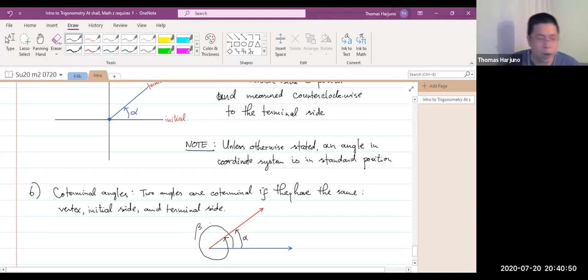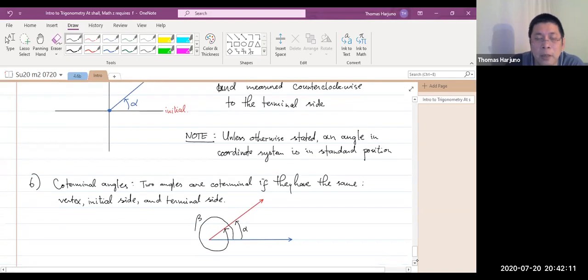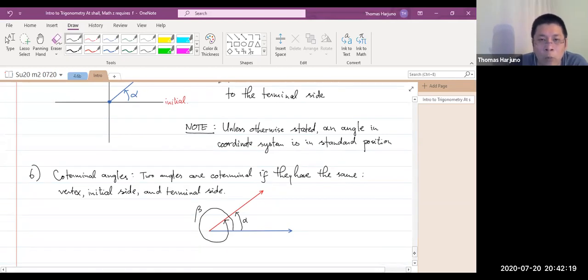Let's call that angle beta. So you see that they have the same vertex, the same initial side, and they have the same terminal side. It is just that beta goes one more round than alpha. Suppose let alpha be, let's say, 70 degrees, then beta will be, in this case, from the picture, 70 degrees plus 360 degrees.